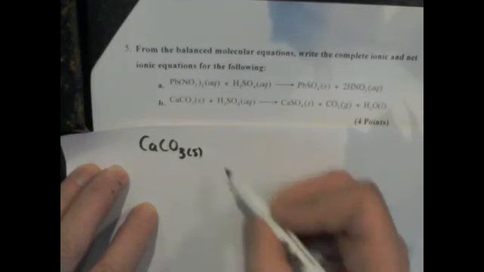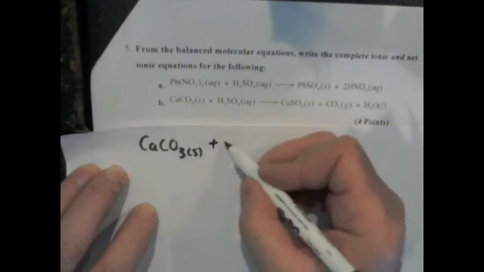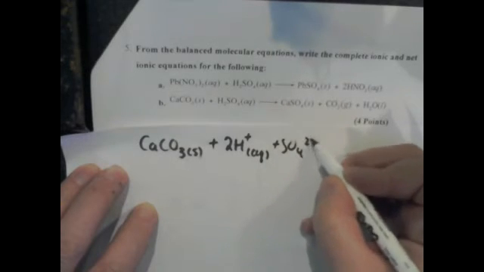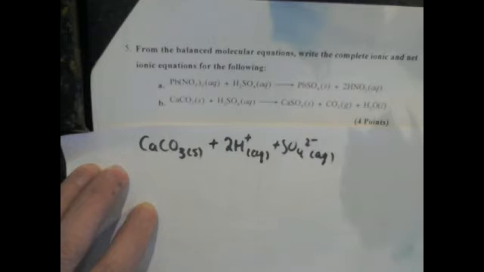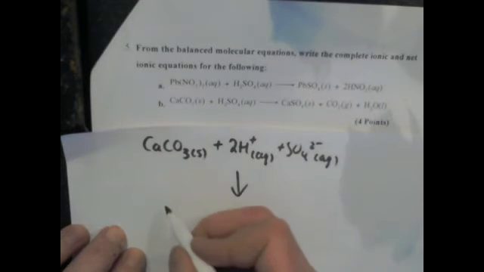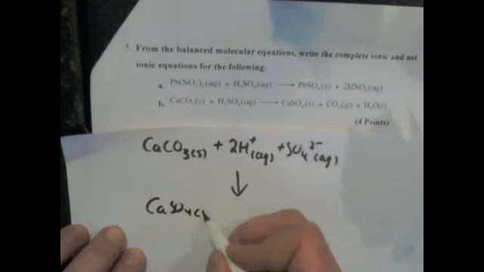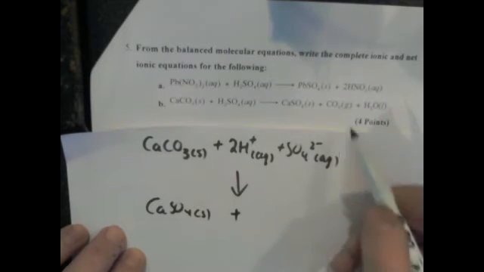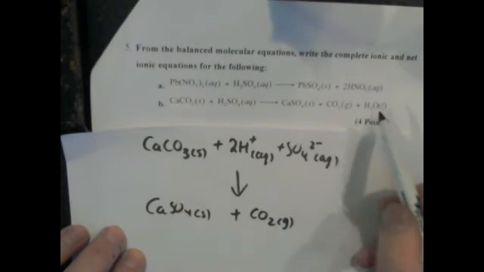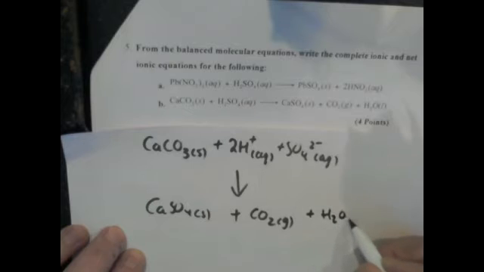CaCO3 is a solid. H2SO4 is a strong acid, so I get 2 hydrogen ions and a sulfate anion, and that's my left-hand side. I'm going to go vertically again because I'm trying to use this nice fat pen so you can see easily. And then the calcium sulfate is a solid, so I'm going to leave that intact. And then CO2 gas, that's a covalent molecule. There's no metal present there, so I'm going to leave that intact. And then water is a covalent molecule, so I'm going to leave that intact.